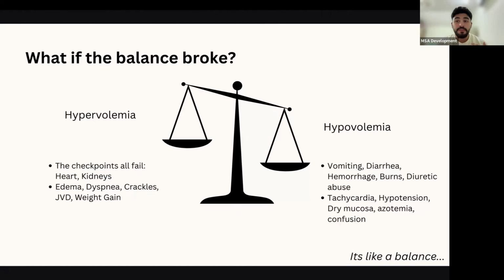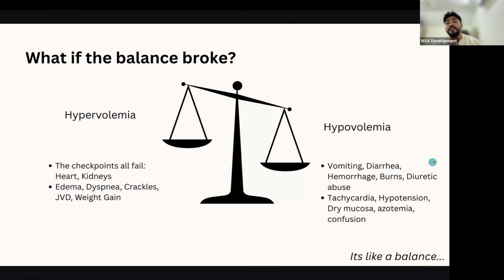So it's going to look like edema. It's going to look like dyspnea. Why dyspnea? Because when they lay down, the pulmonary edema, the fluids building up in their lungs, is going to make them short of breath. So they're going to have dyspnea. You can even hear crackles. You can even have jugular venous distension, all right, and weight gain. So these are very important clinical signs that you can pick up in scenarios.